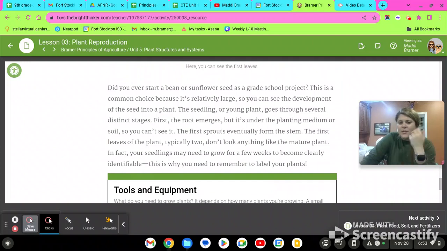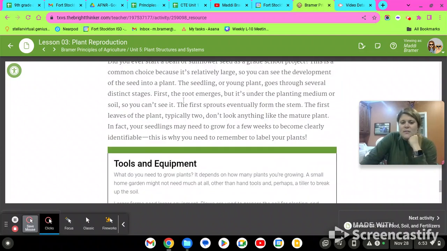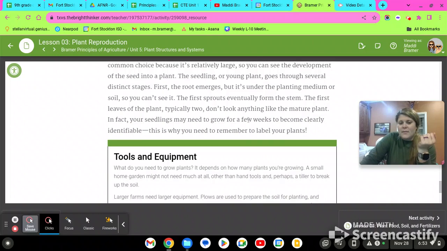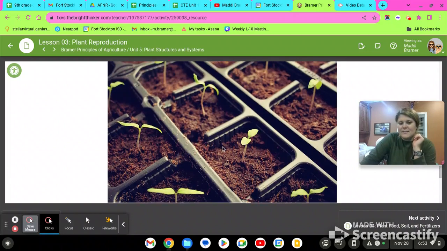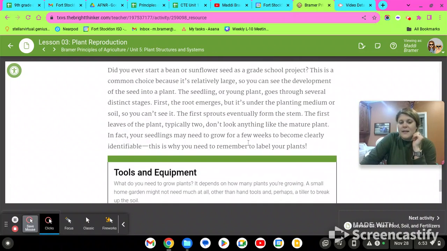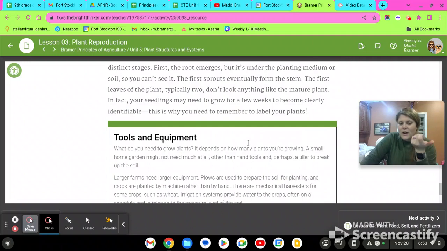So the seed's going to go through lots of different distinct stages. First, the root emerges, but it's under the planting medium. It's under the soil, so you can't really see it. The first sprouts form the stem, then the leaves of the plant. They don't look anything like the mature plant typically. It's just a little faint seedling. Looks like this. Then, over time, it's going to grow into the plant.